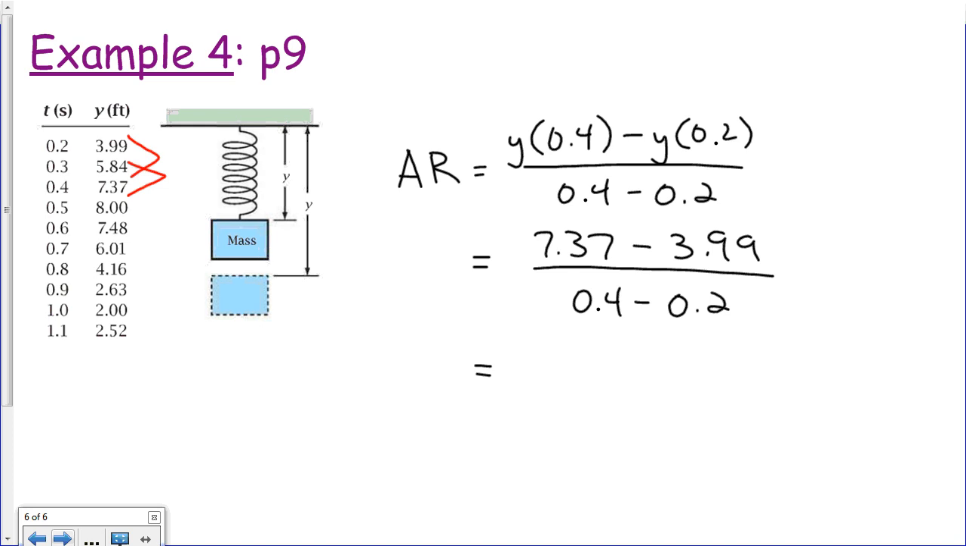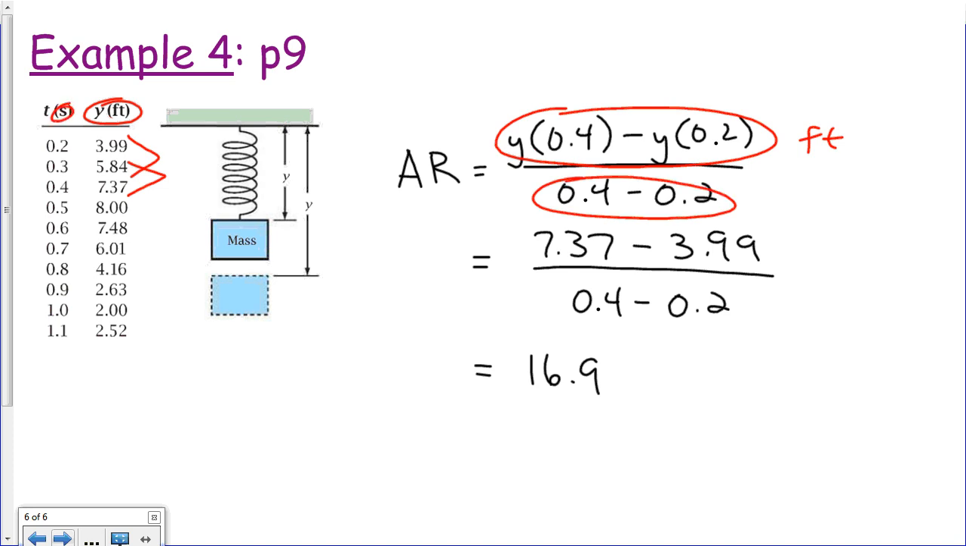If you punch that in, you'll find that you end up with 16.9. And again, add units where appropriate. So this is taking the change in the y values. I like this function notation to help us find the units here. Change in your y values, and your y values were measured in feet, over the change in your x values, and if you go to your table, you'll see that those were measured in seconds. So our units are a change in feet over a change in seconds. That would be feet per second. 16.9 feet per second.